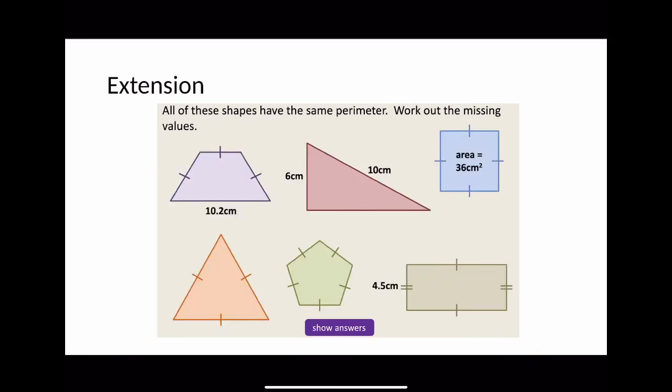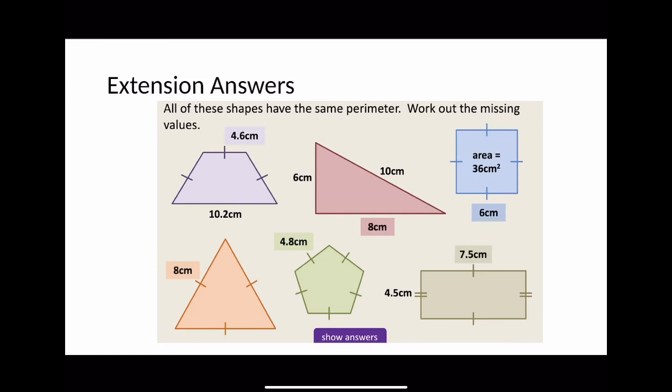And here's an extension if you've managed to complete all of the other ones. All of these shapes have the same perimeter. Work out the missing values. We've got some decimals here. Pause the video. Here are your answers.